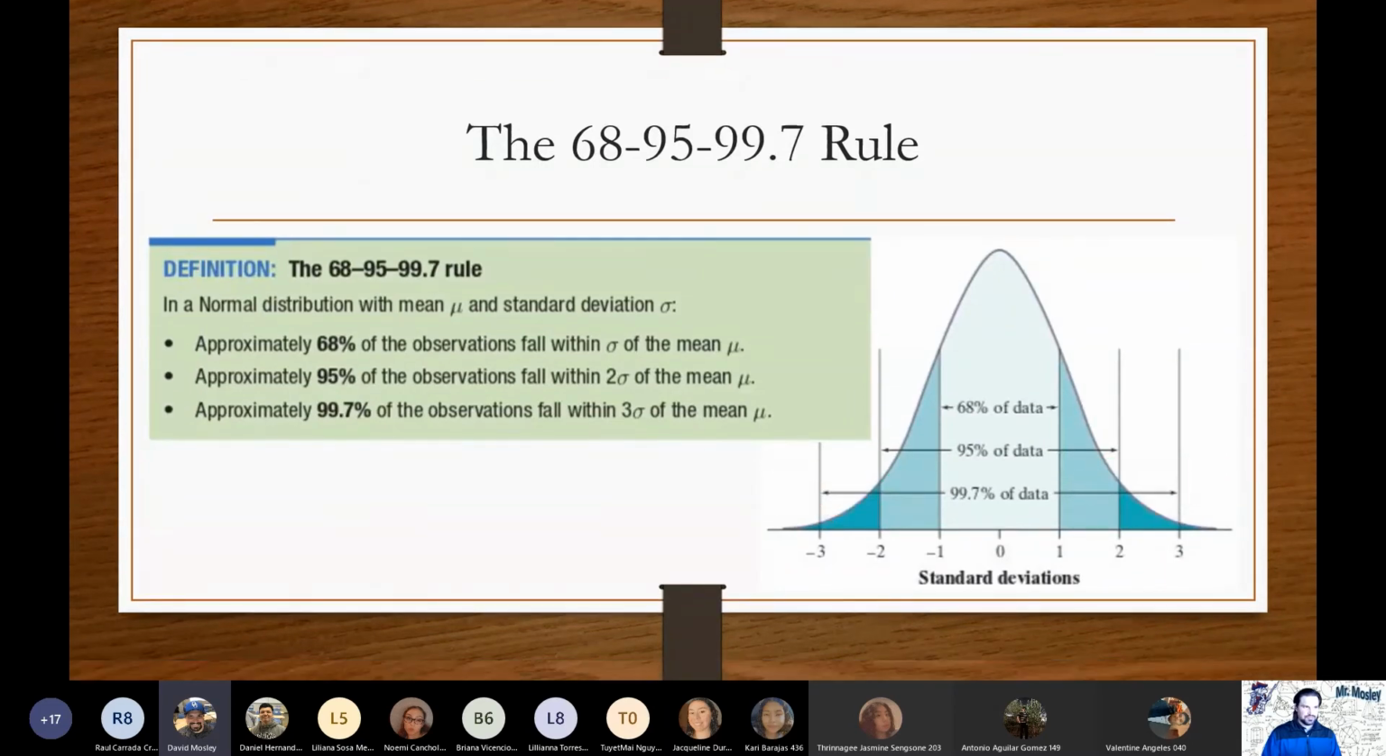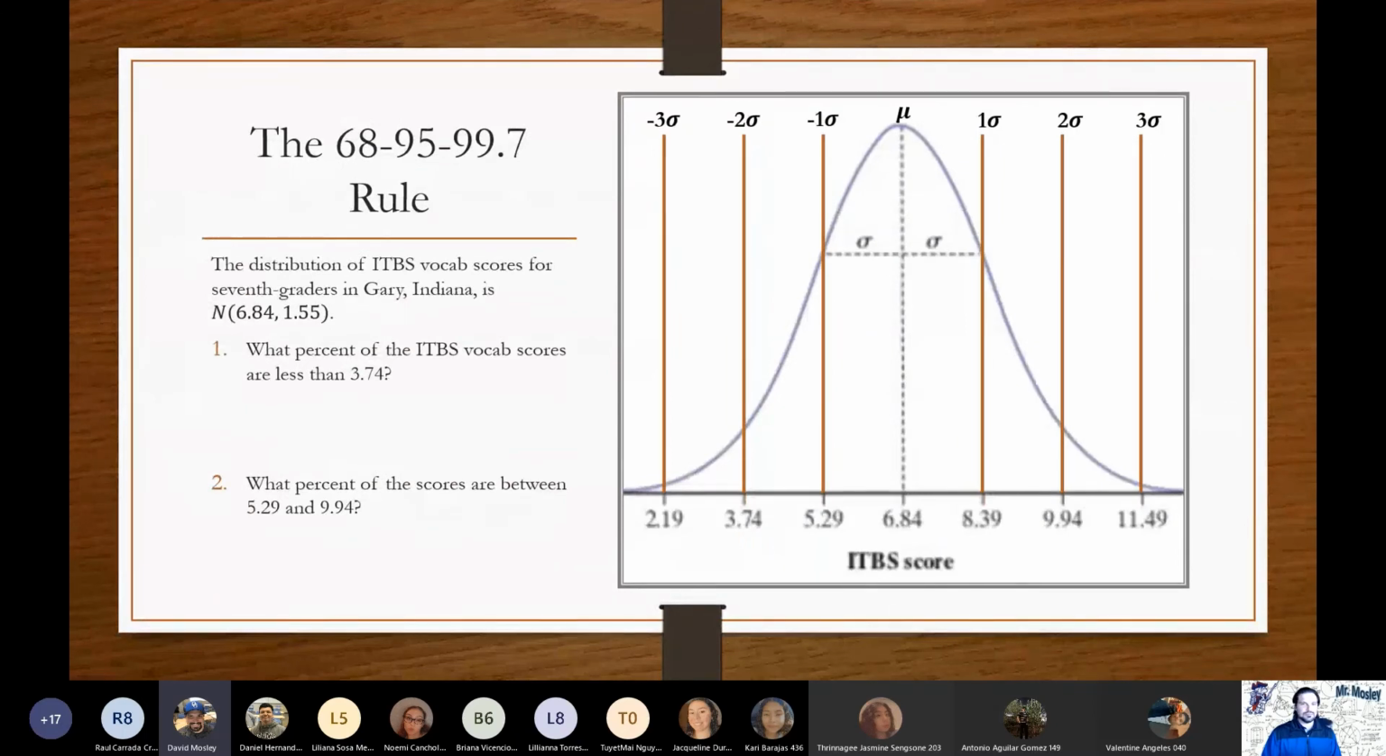All right. Let's look at an example. We want to know here, we have our same distribution we've been looking at, the ITBS vocab scores, and we have our normal distribution with a mu of 6.84, the mean. Standard deviation is 1.55. We want to know what percent of the ITBS vocab scores are less than 3.74.